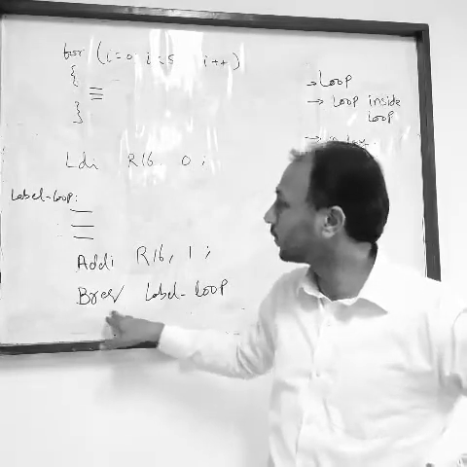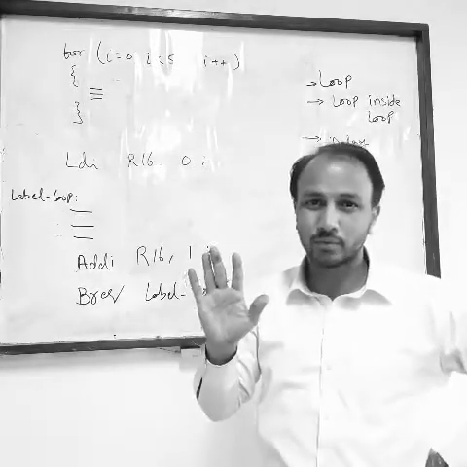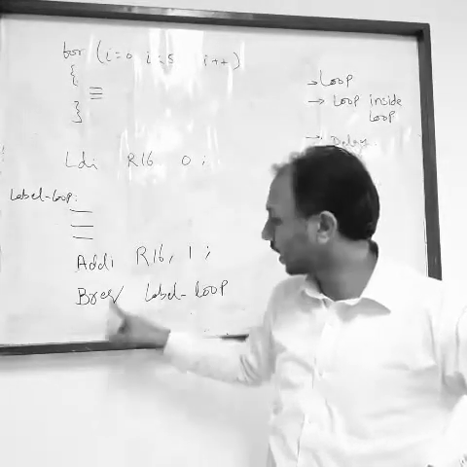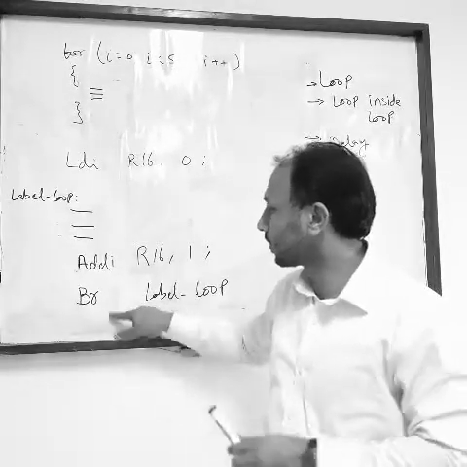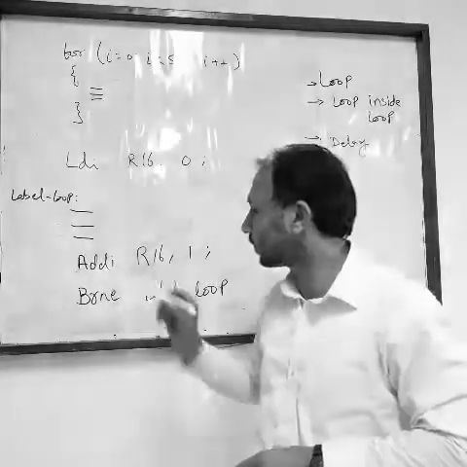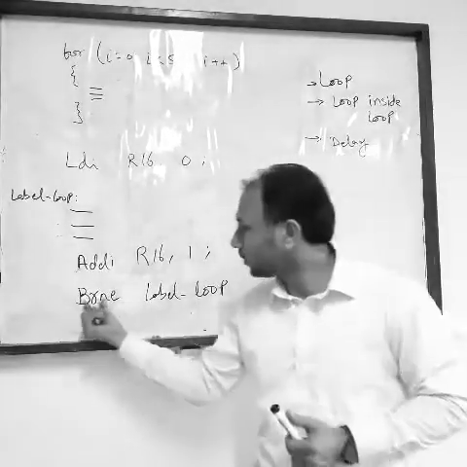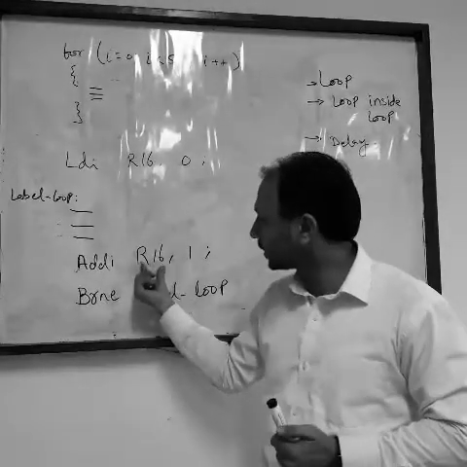So I want to take the jump 5 times. 1 I have run, so I want to take the jump. So what should I do? Here I have to use branch not equal. Okay, so branch not equal, label loop.